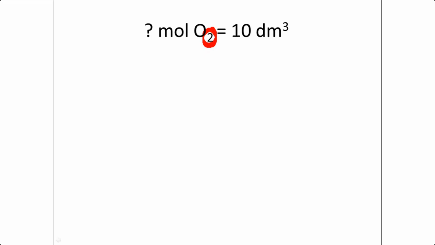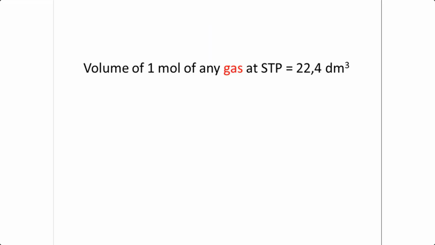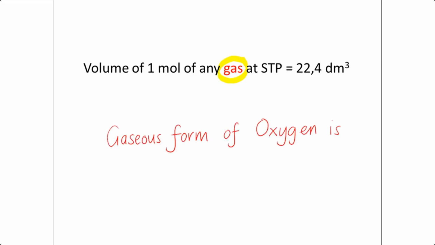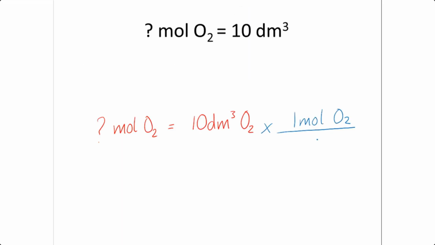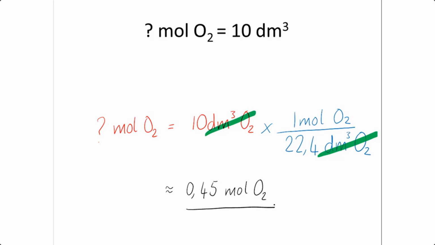No, remember the rule says that 1 mole of any gas at STP has a volume of 22,4 decimeters cubed. Now, the gaseous form of oxygen is O2, not O. And so 1 mole of O2, that's 1 mole of a gas, and so its volume is 22,4 decimeters cubed. And so our question becomes 10 over 22,4. Our calculator gives us 0,446 and some other numbers. We round that off to 0,45 moles of oxygen.